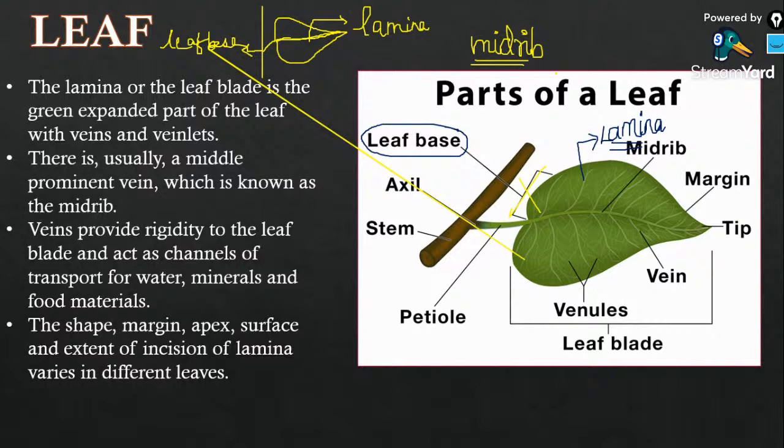Okay. What is the function of the vein? They provide rigidity to the leaf blade. And the vein acts as a channel for transport of water, minerals and food materials.